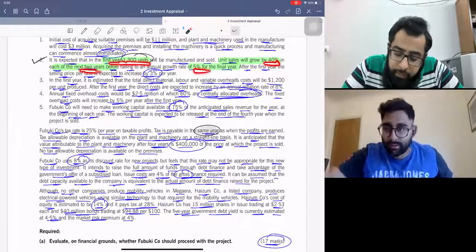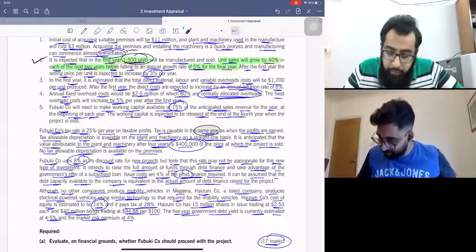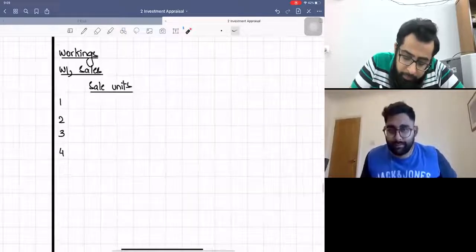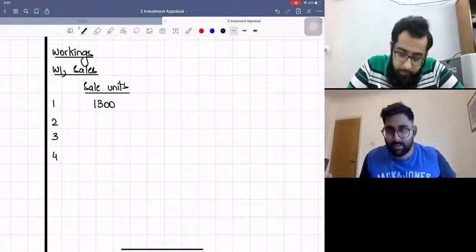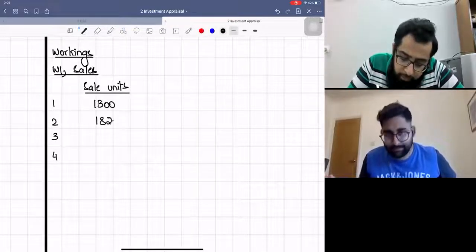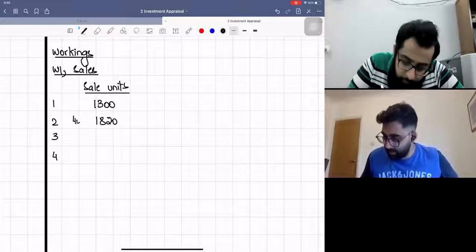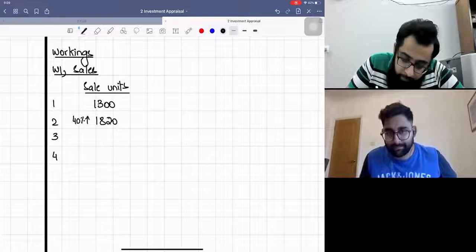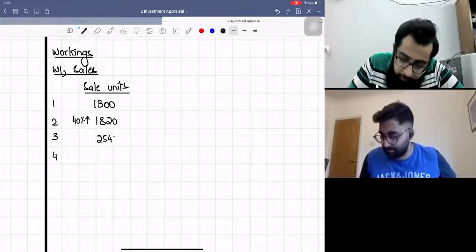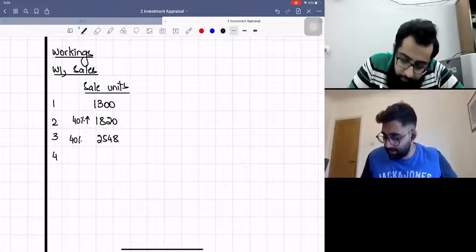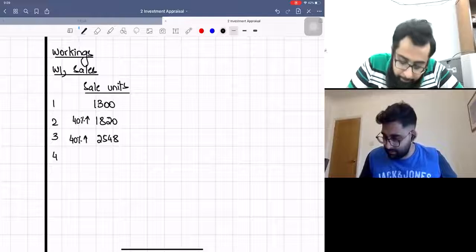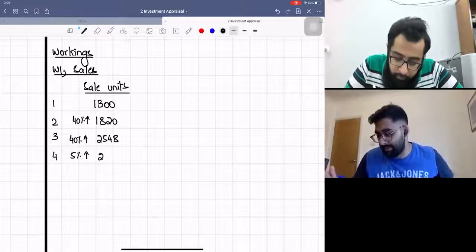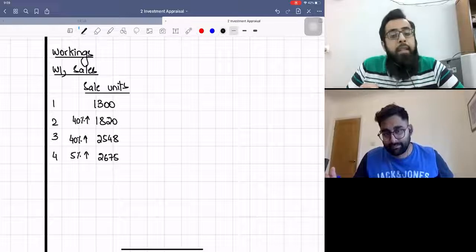And then 5% in the final year. So 1,300 in the first year. Then it grows to 1820. Then it grows by another 40%, sorry. 2548. And then this grows by 5%. 2675. So these are my sale units.